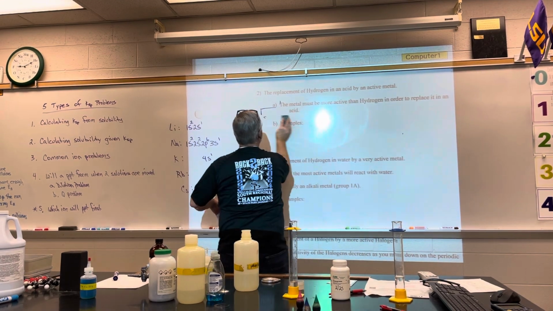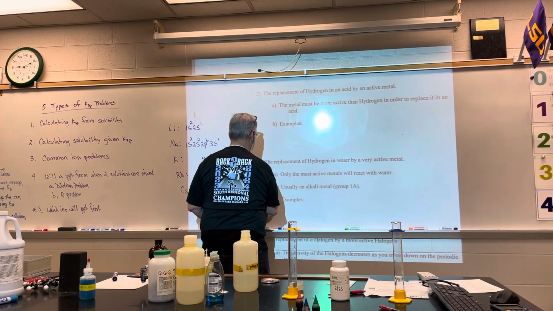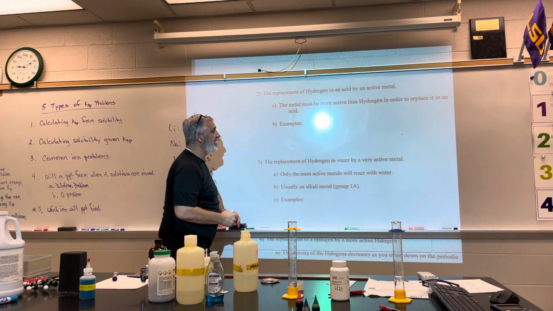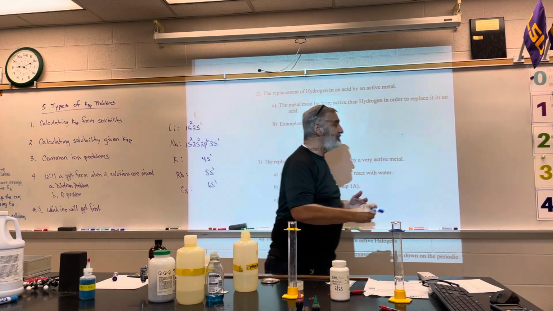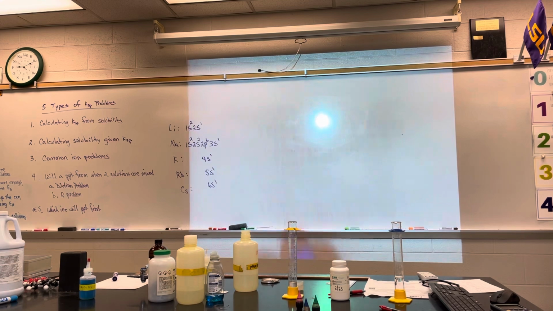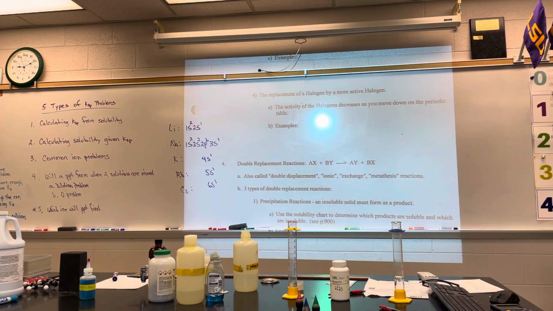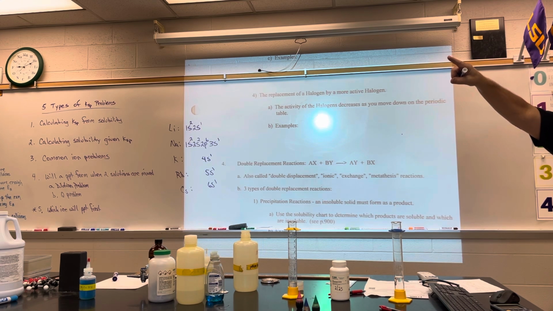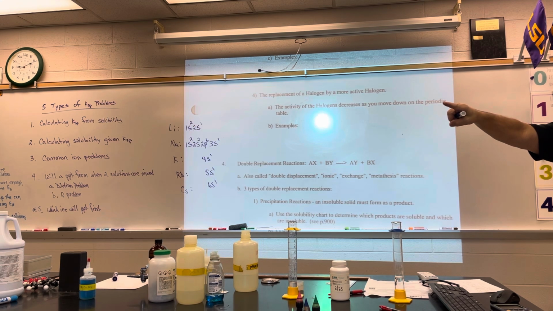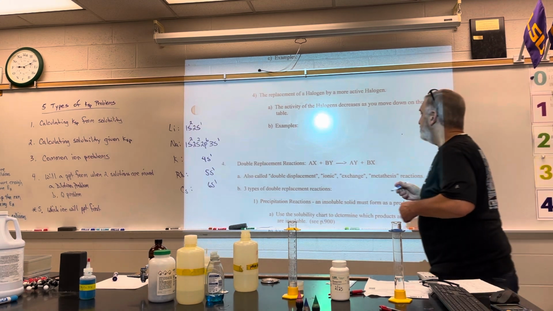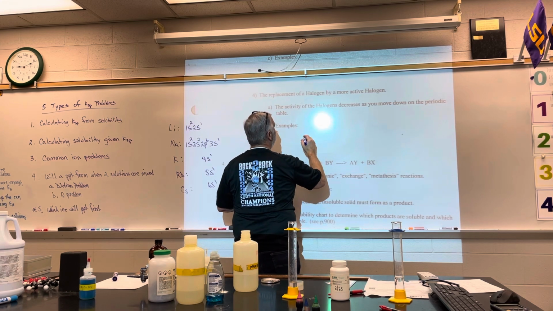Our last single replacement reaction, golly, time flies. Our last single replacement reaction is going to be the opposite. This time it's the replacement of a halogen by a more active halogen. Which is my most active element? Fluorine, right? So our halogens, the activity just goes down. Fluorine is the most active, then chlorine, then bromine, iodine is the least active. Okay? So again, this is the halogen replacing a halogen.